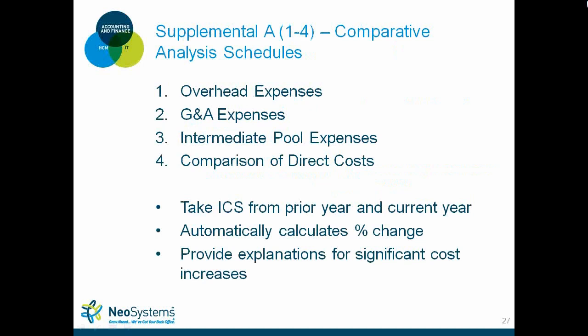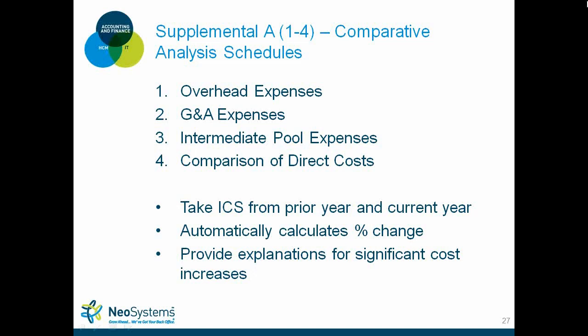Okay. Getting into the supplemental schedules. Remember, they've been renamed, so now they're Supplemental A. This is pretty much a comparative analysis on overhead, G&A, intermediate pools, and comparison of direct cost. Don't copy and paste values for the current year. Use formulas to bring that data from the other schedules. For the prior year, you can probably just cut and paste, rather than having external links from other files. So just keep it clean.